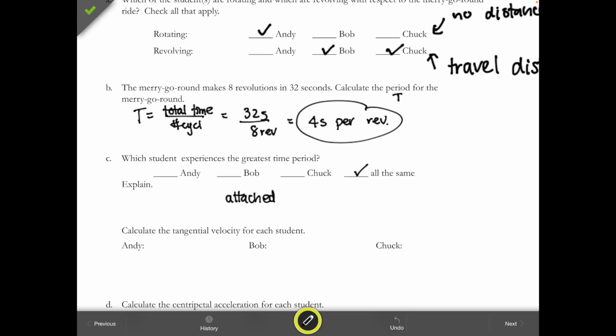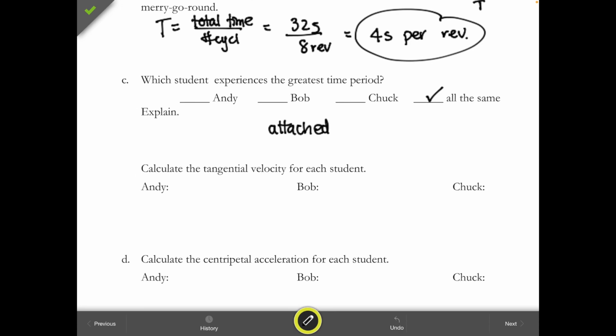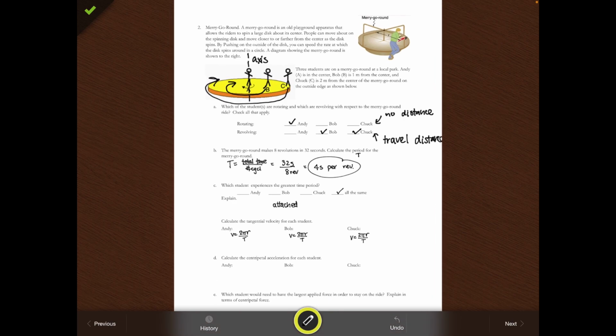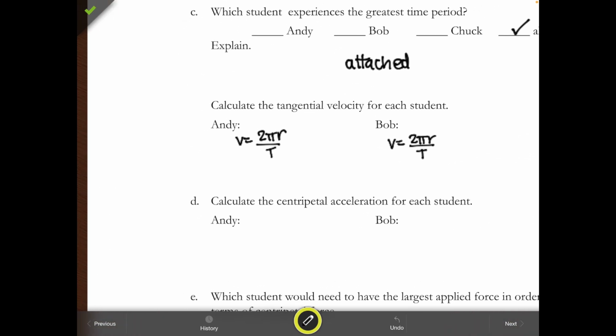But their tangential velocities could be different. Tangential velocity is what we did with the Flying Pig lab. So we're calculating 2 pi r over t for Andy, Bob, and Chuck. But hey, when I do this, Andy has a velocity of 0. When Andy is in the center, he has no radius. And that no radius means he travels no distance.